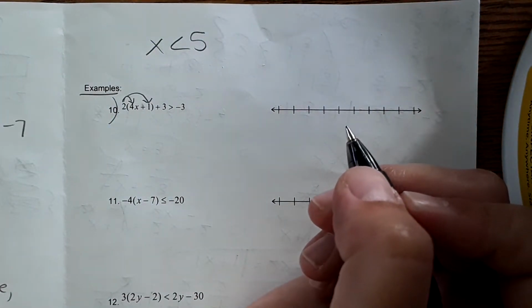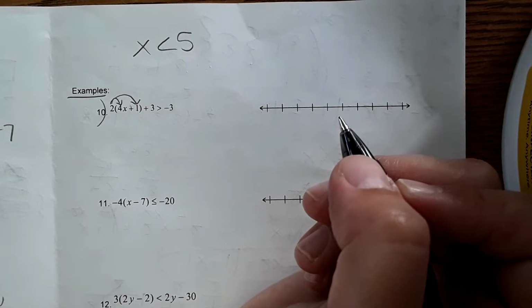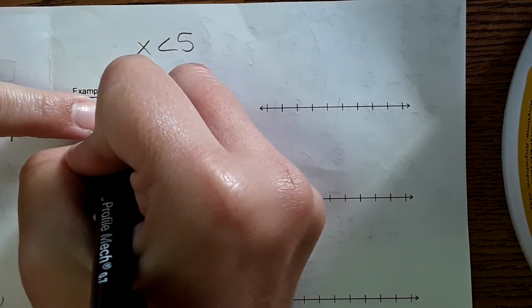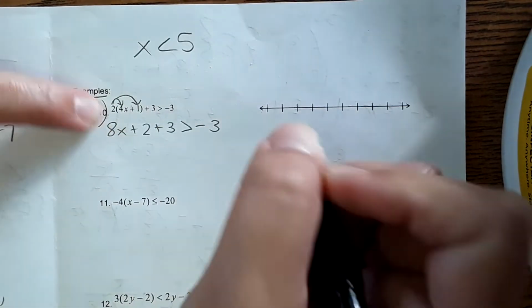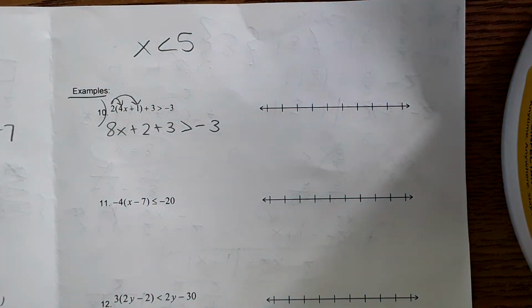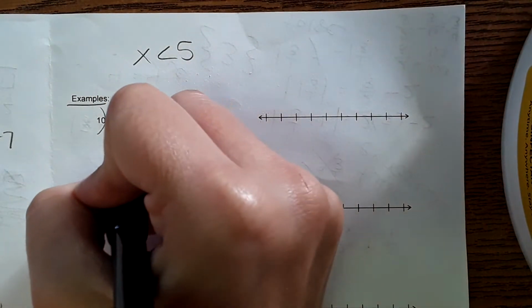Am I going too fast, too slow? Some of you working ahead? Cool. So we get 8x plus 2 plus 3 is greater than negative 3. Just start simplifying.